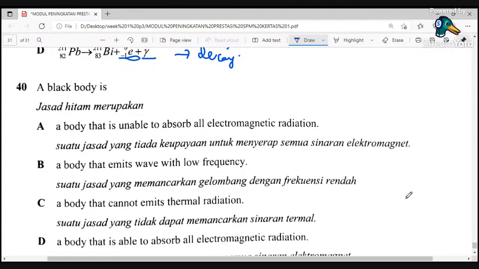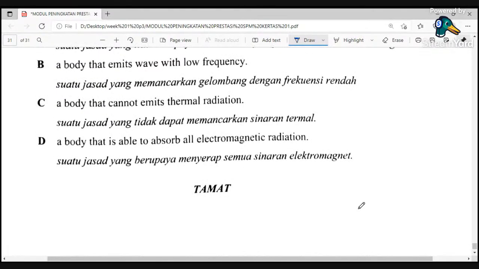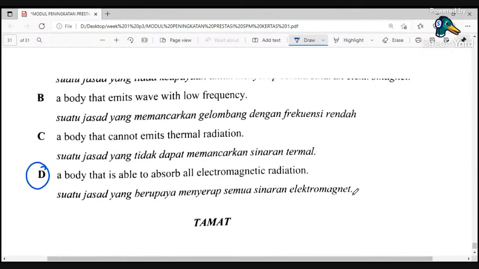Number 40, a black body is... when we look at the definition for black body, it is an idealized body that can absorb all electromagnetic radiation and also at the same time can emit radiation. Ini jawapan yang paling tepat. Able to absorb all electromagnetic radiation.